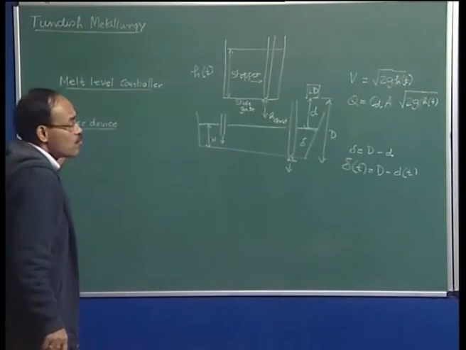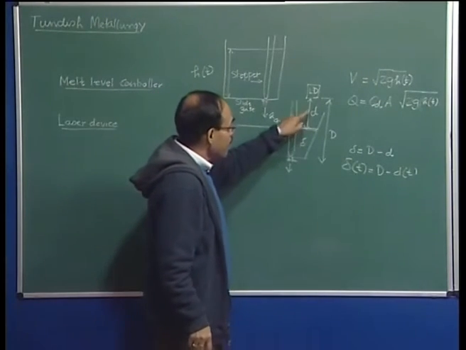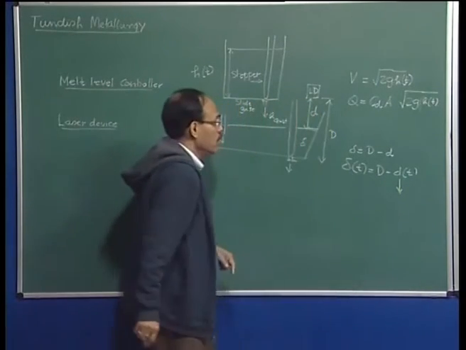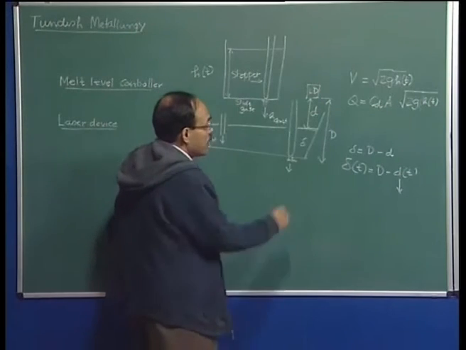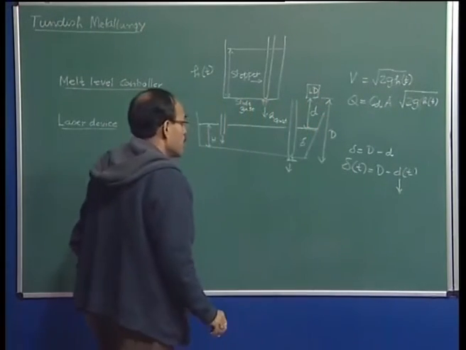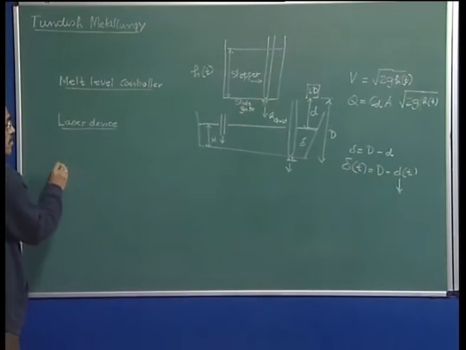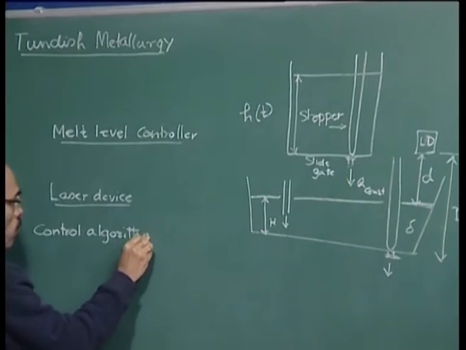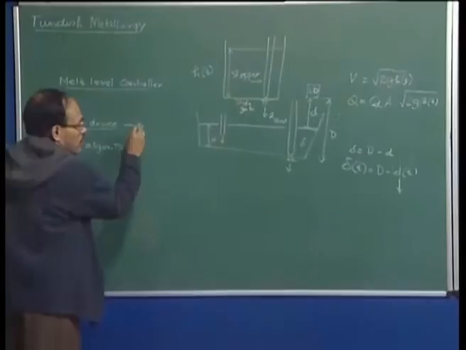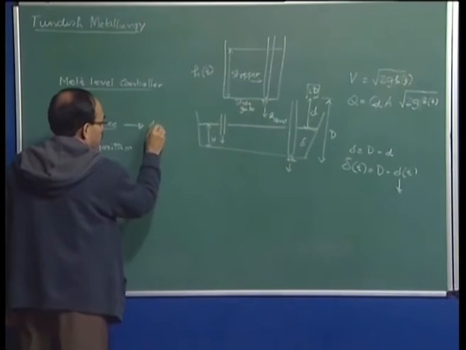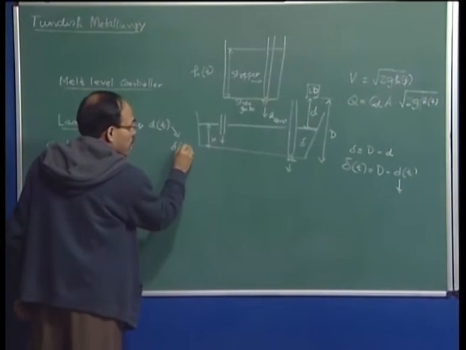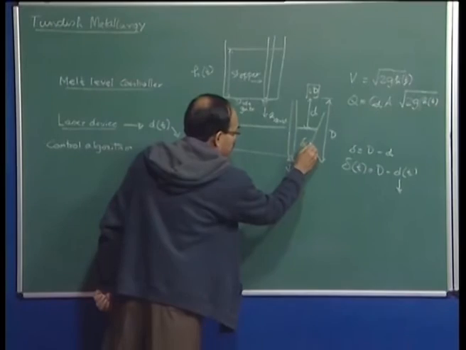So, the laser device would be able to find out, depending on the response the laser is going to get from the melt surface. So, this is the input into the laser device, and then the laser device produces an output, and this goes to what is known as a control algorithm. So, the laser device determines d sub t, it calculates delta sub t, which is the instantaneous thickness.